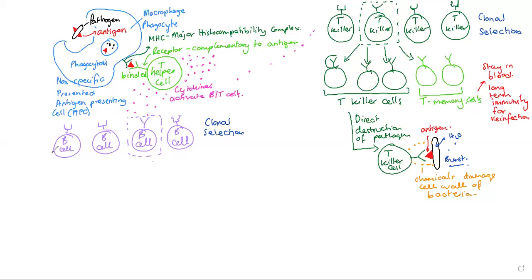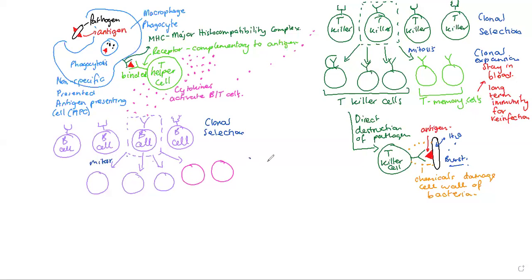And then the next step is, of course, that we're going to have cloning and more memory cells as well. So we're going to get some more B cells. And I'm going to change that to a different color so we can see the memory cells. And they're going to clone and make more of themselves. So I forgot to mention over here, actually, that cloning is by mitosis. And that process is known as clonal expansion. And it's the same here, mitosis and clonal expansion.